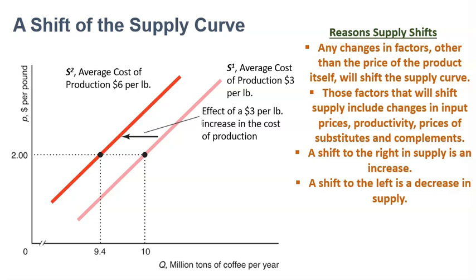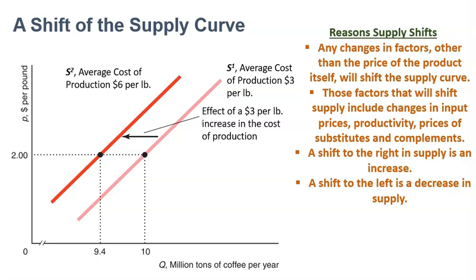In a similar manner, a shift in the supply curve comes about due to a change in factors other than the product's own price. Consider the example on the slide. The production cost of a pound of coffee jumps from $3 to $6, which causes the producers to reduce output, that is, supply. Obviously, this would work in reverse too.